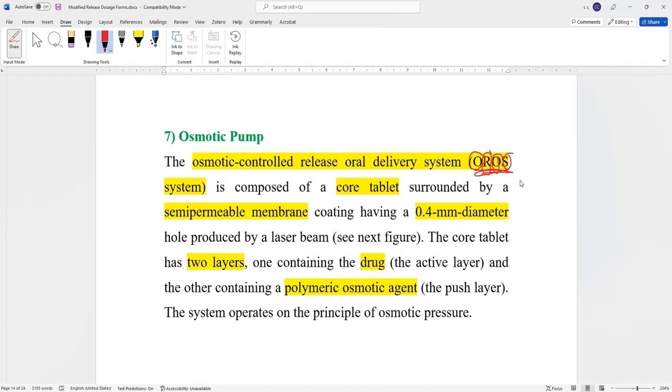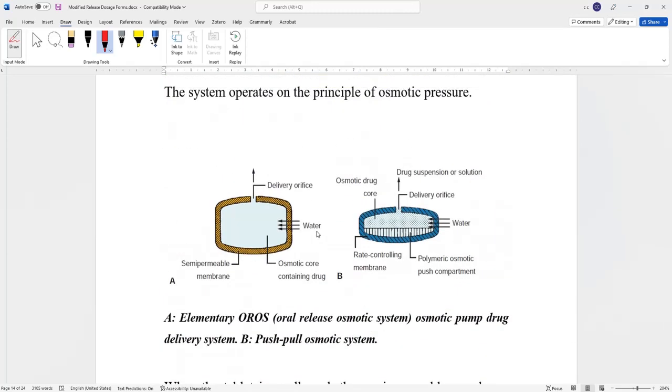Okay, this invention consists of a core tablet, meaning an inside tablet, surrounded by a semi-permeable membrane. What does semi-permeable mean here? It means it only allows water to come inside and outside. But what they do is put a hole in this coating. This hole is 0.4 millimeter in diameter, and this hole is created by a laser beam. Okay, let me show you here.